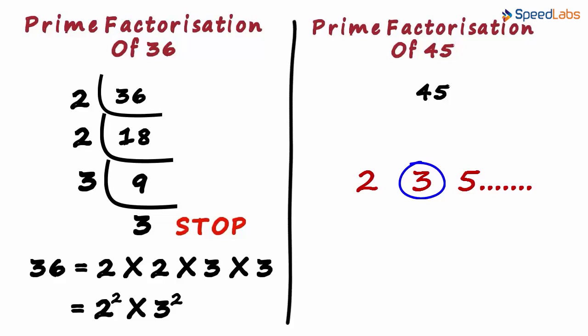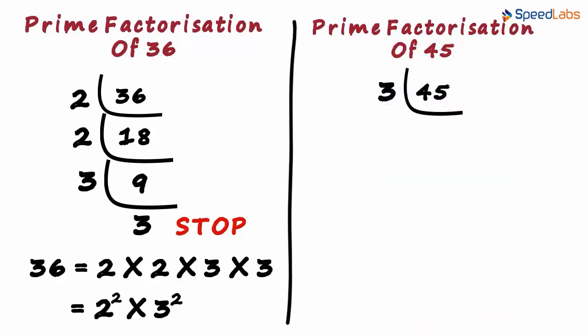Is 45 divisible by 3? The sum of digits 4 and 5 is 9. As 9 is divisible by 3, 45 will also be divisible by 3. So we divide 45 by 3. 3 times 15 is 45.